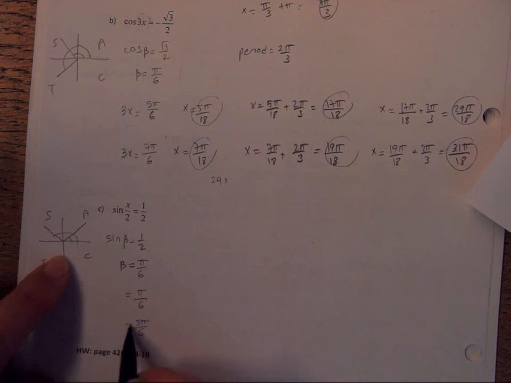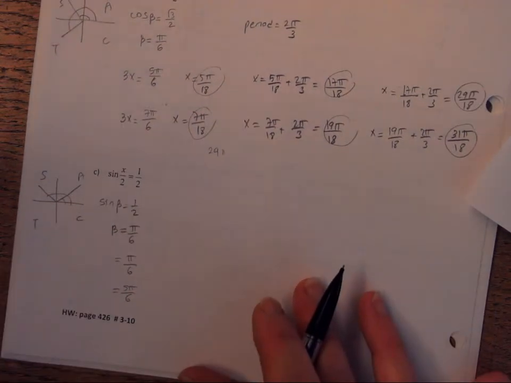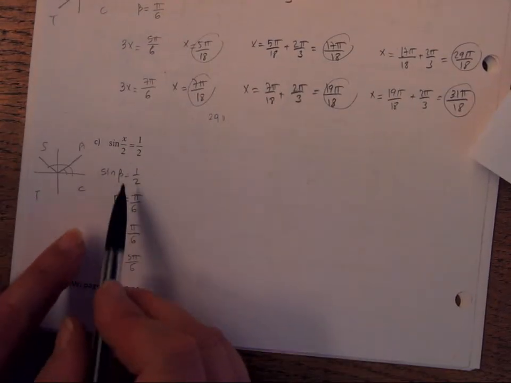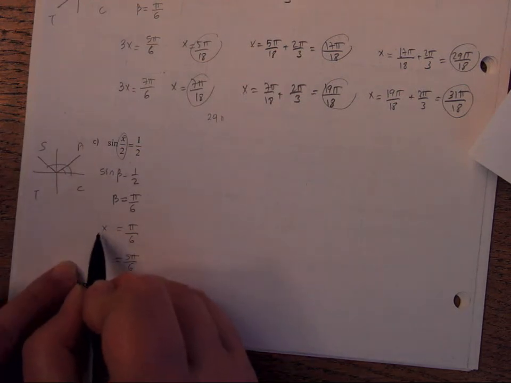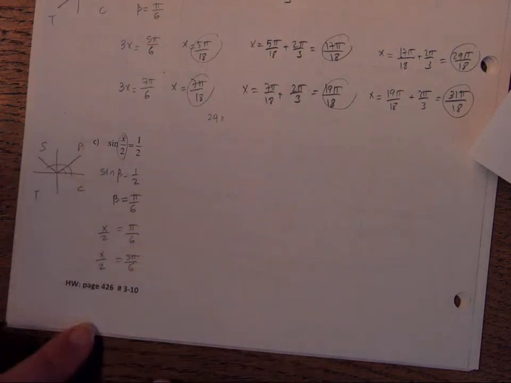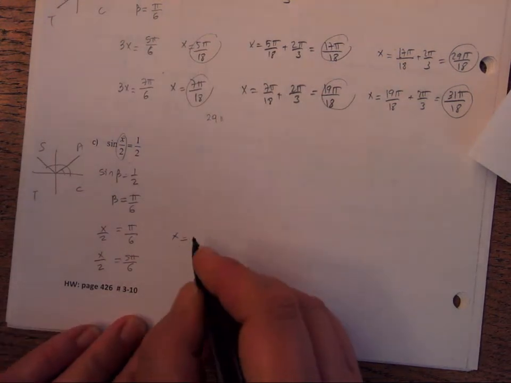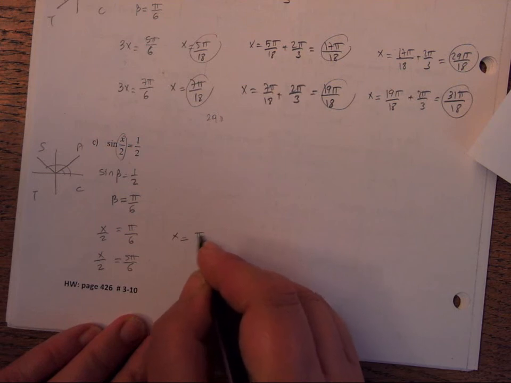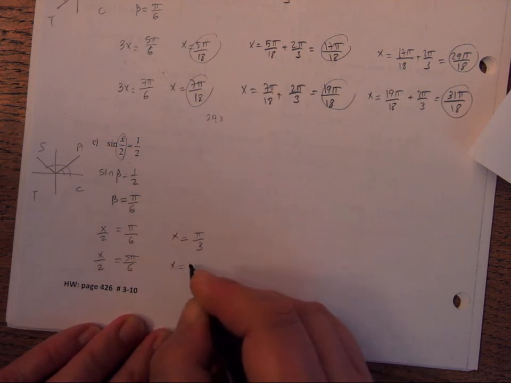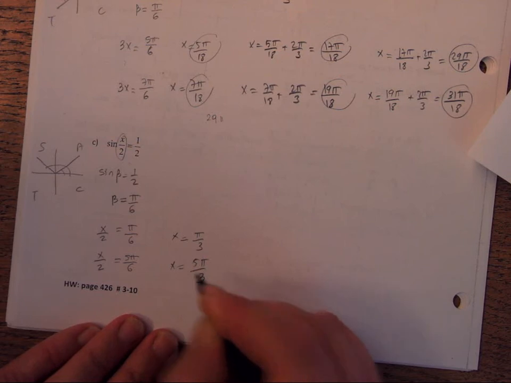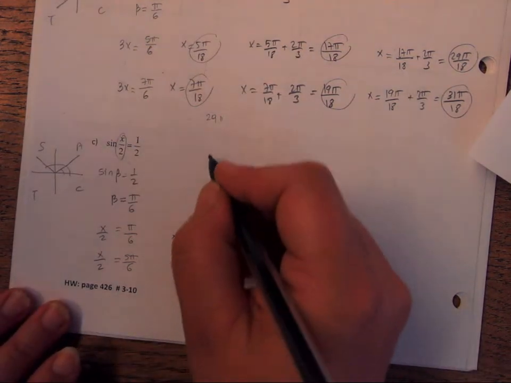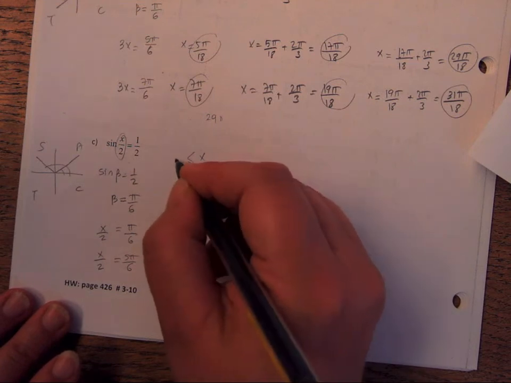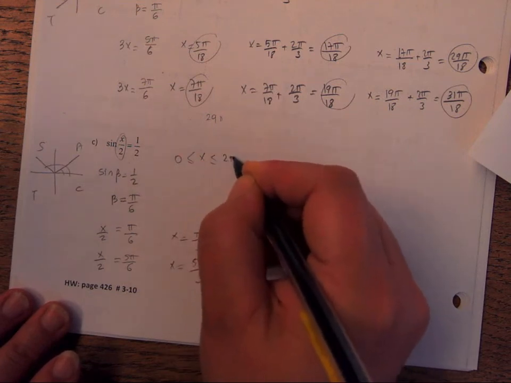5 pi over 6. But these are not x, but x over 2. X over 2. Okay, so now you can multiply both sides by 2, you get pi over 3 and 5 pi over 3, and check your final solutions if they are in the given domain. So again, the domain is x between 0 and 2 pi.